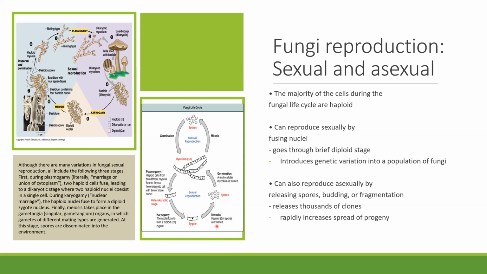When they reproduce sexually, this is going to introduce a lot of genetic variation into the population of fungi. When they reproduce asexually, they are essentially just releasing spores. They could also be budding or going through fragmentation, but typically it's releasing spores, and these spores can be carried through, for example, the wind or other animals and be spread out. This will release thousands of clones, and it's going to rapidly increase the spread of their progeny.